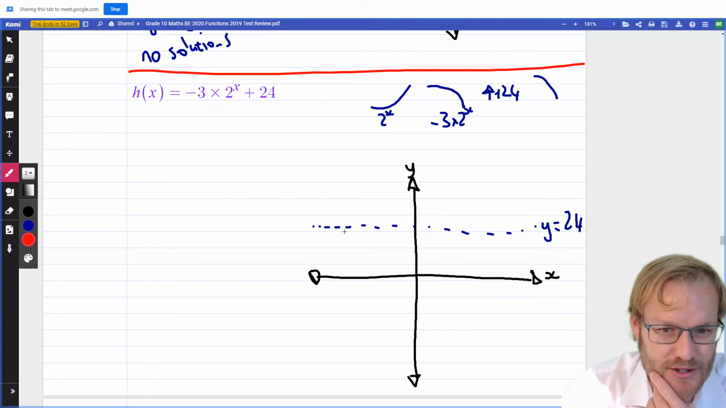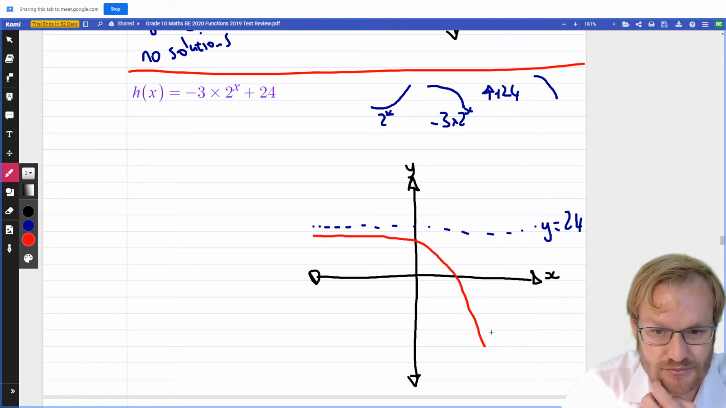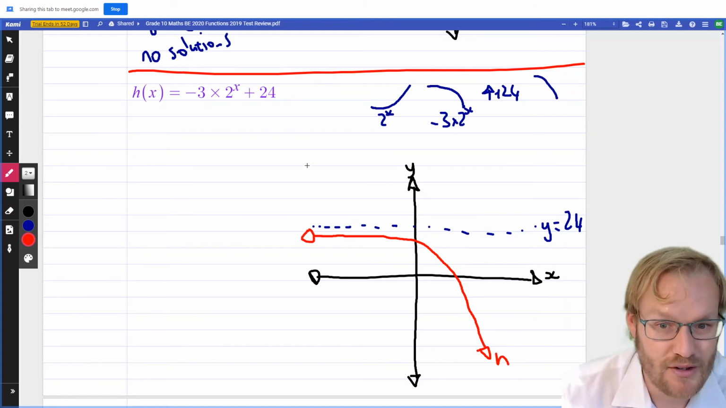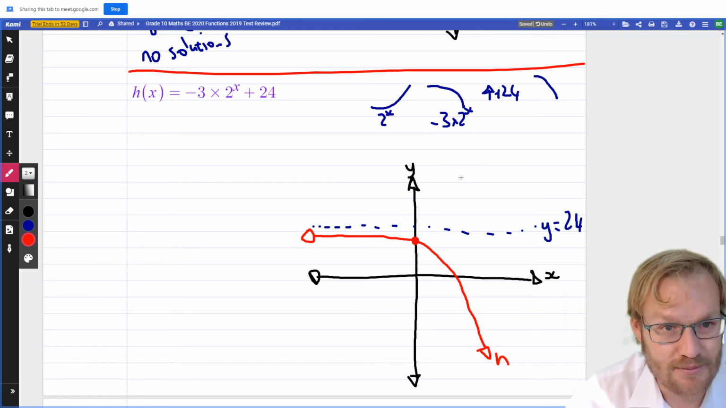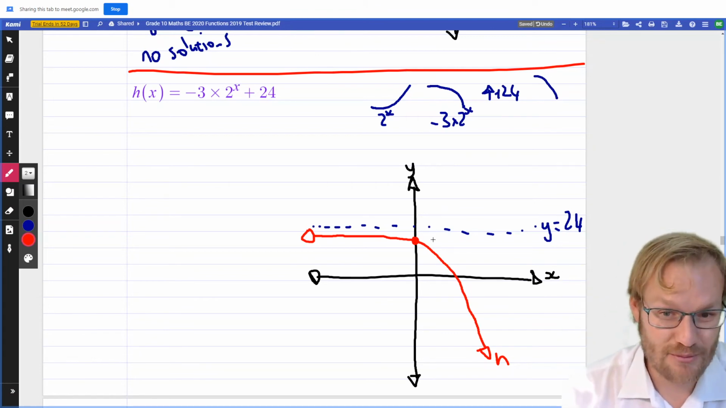So I'm proposing to say, well, I know that this shape would have looked like this, but it's been reflected, so it's going to look like that. That's what I think it's going to look like. And let me label it H. Let's see if that's the case by trying to work out what our X and Y intercepts are, and see, does that shape make sense?